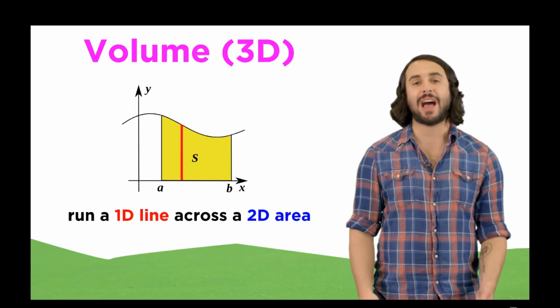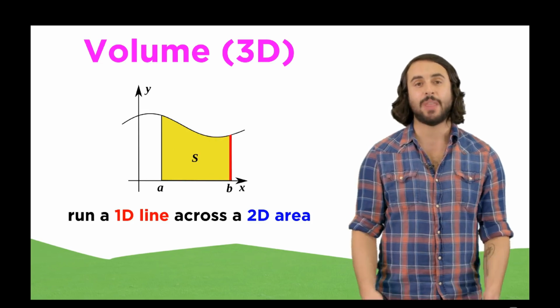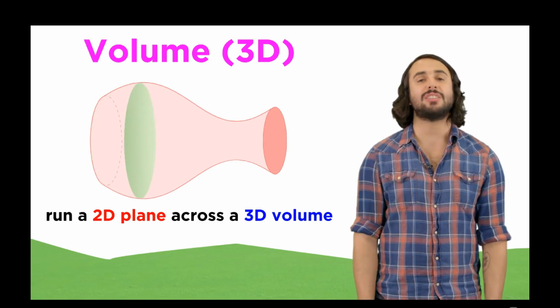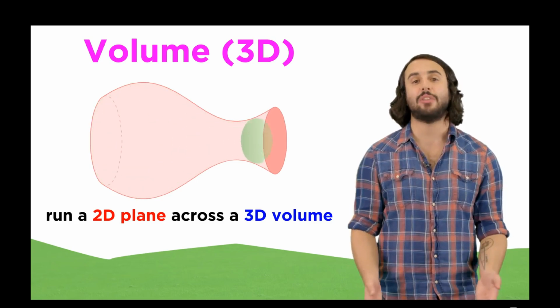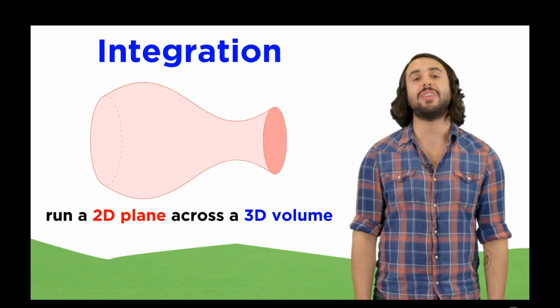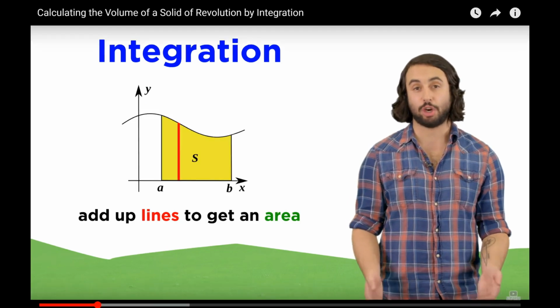Luckily, just the way we run a line segment across a two-dimensional region to calculate its area, we can run a plane region or cross-section across a three-dimensional region to calculate its volume. This is also integration, just with an extra dimension. Instead of adding up tiny rectangles under a curve.